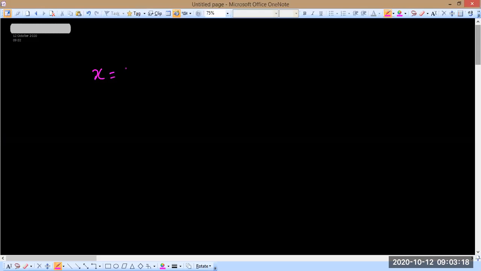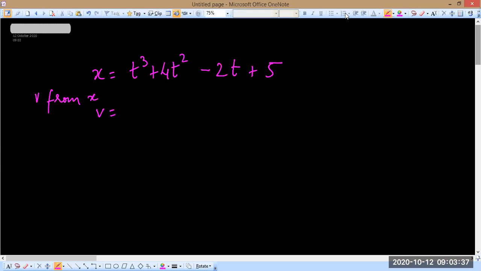Okay, X is given. Raj, I will expect answers from you. So A, velocity. How do you find velocity from position? dx by dt.